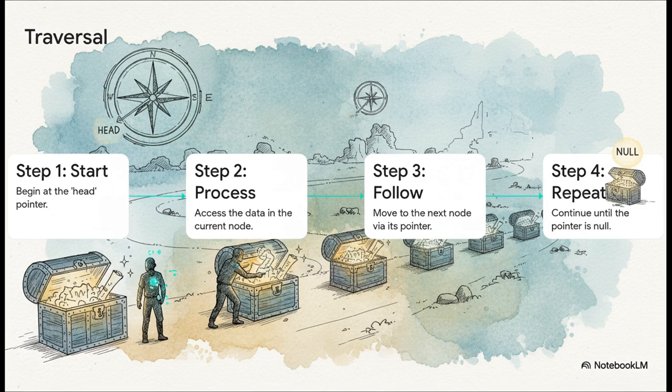We call this traversal. You start at the head, right? You open that first treasure chest, you grab the data. Then you look at its map and follow it to the next chest. And you just keep doing that over and over. Chest, map, until you open a chest and find a map that just says, "The end." That's a null pointer, and it's your sign that the hunt is over. You've reached the end of the chain.